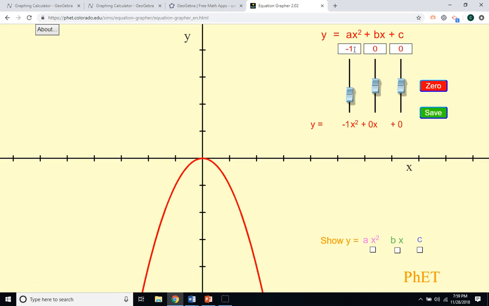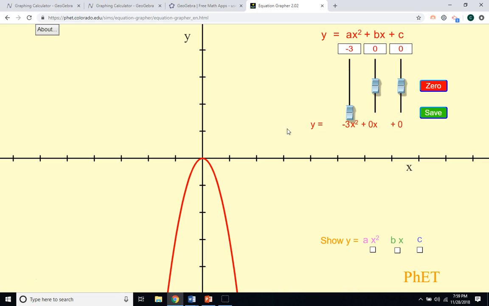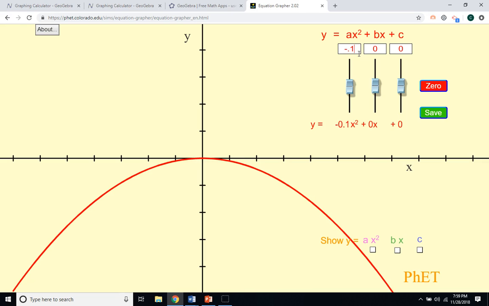Now that we've worked with a, let's see what happens if we make a bigger. What happens if this becomes 3? Look at how it shrinks our graph. So the larger a is, the skinnier your graph becomes. If we were to make a only 0.1, look at how wide this graph becomes.